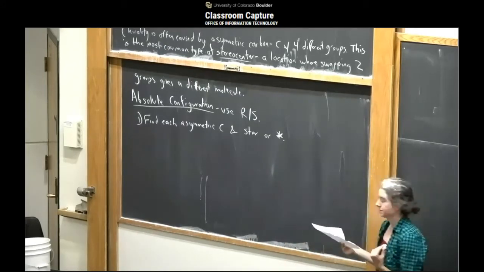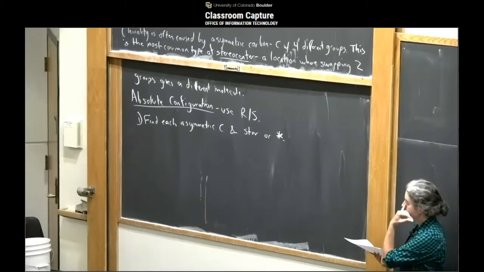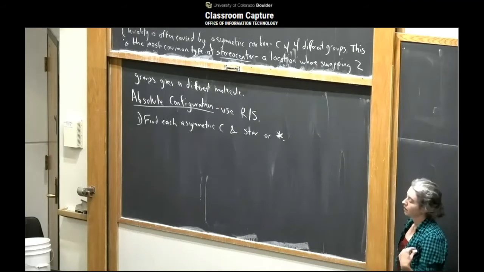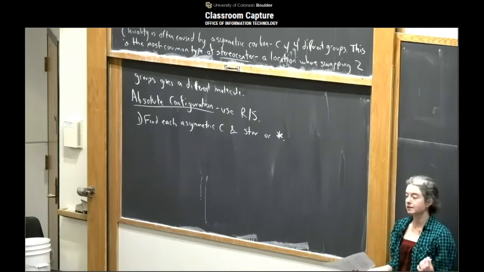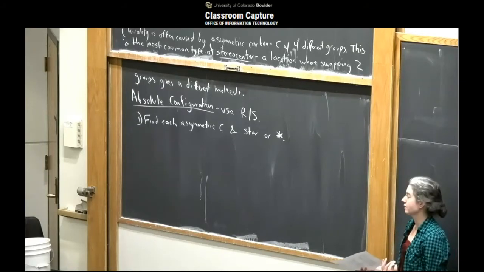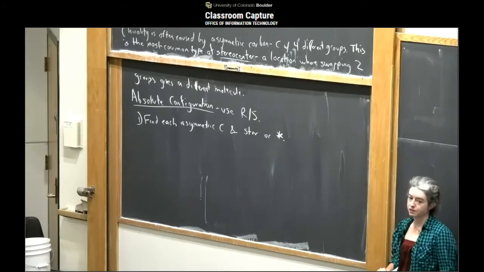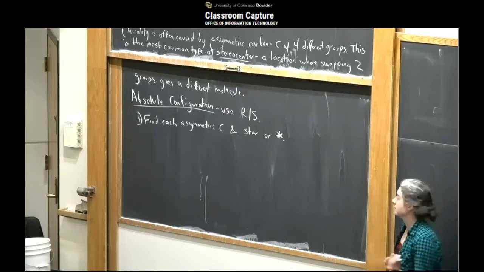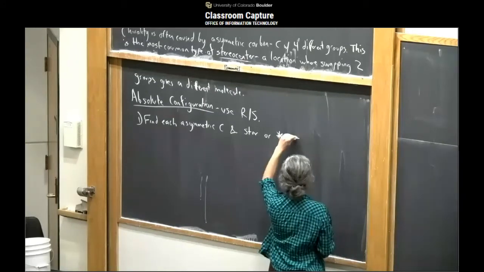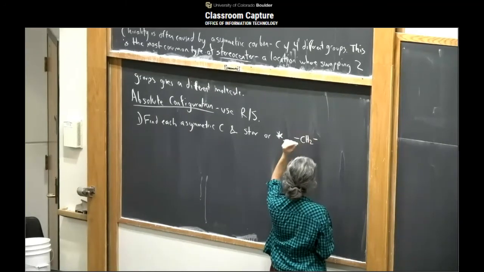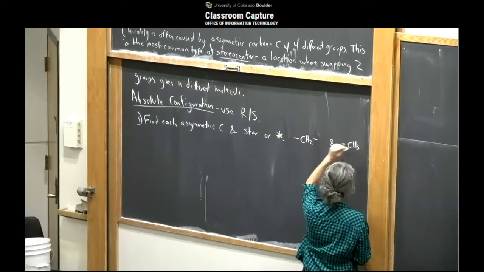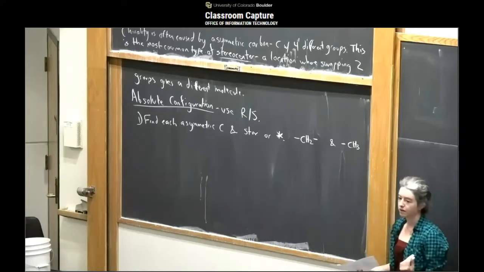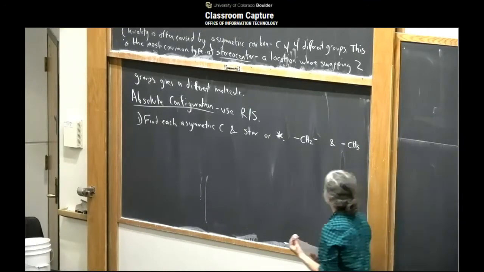You can actually save yourself a fair bit of work during this step if you recognize that having two copies of the same group coming off of something immediately disqualifies it from being asymmetric. So if something has two H's or three H's, it cannot possibly be asymmetric. In other words, CH2 groups in the middle of a chain and methyl groups at the end of a chain are never going to be asymmetric.